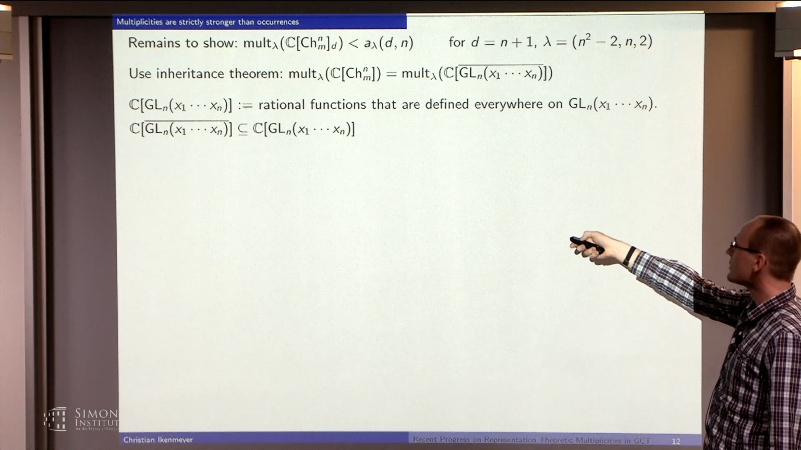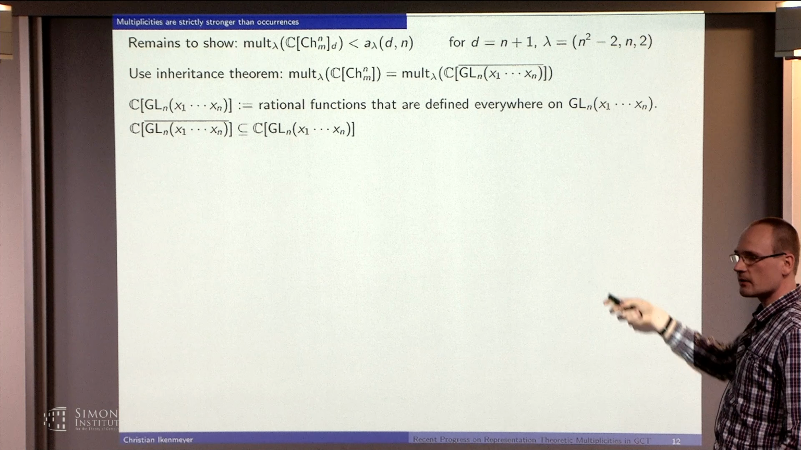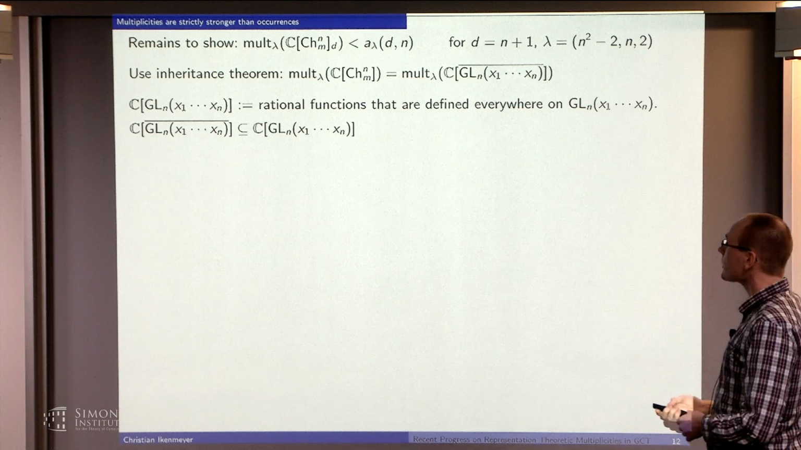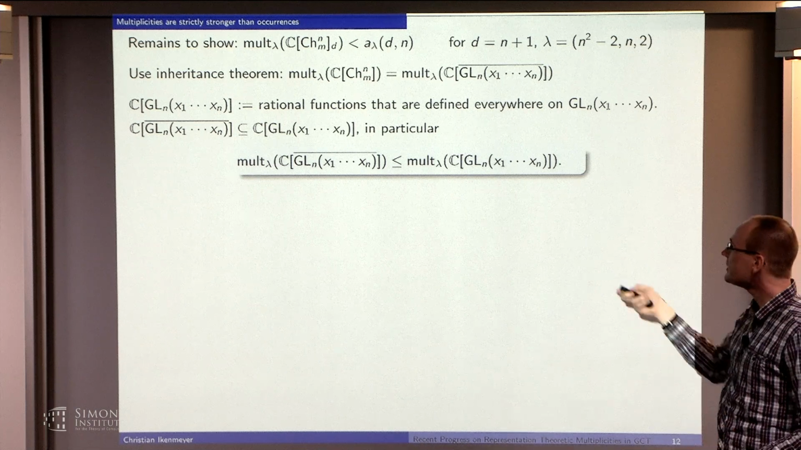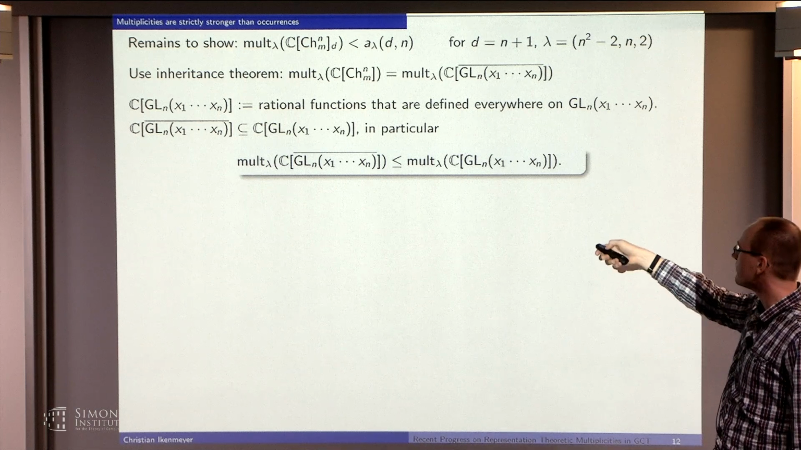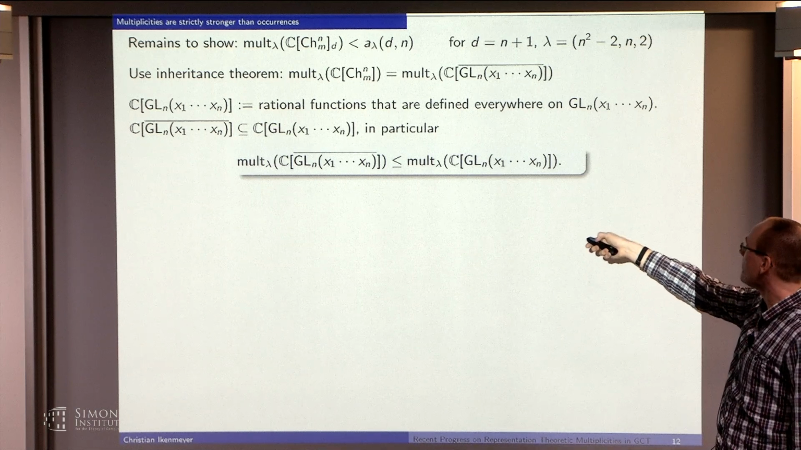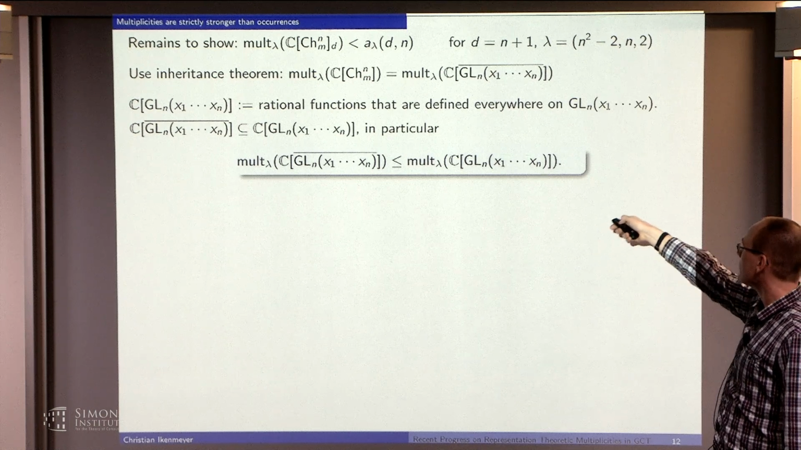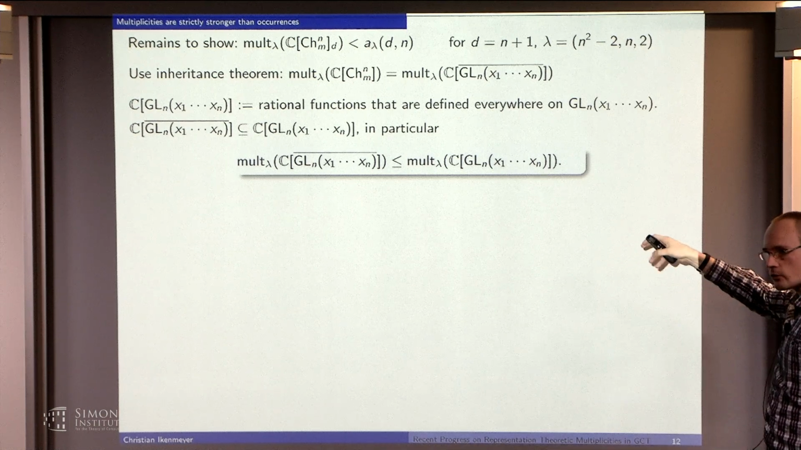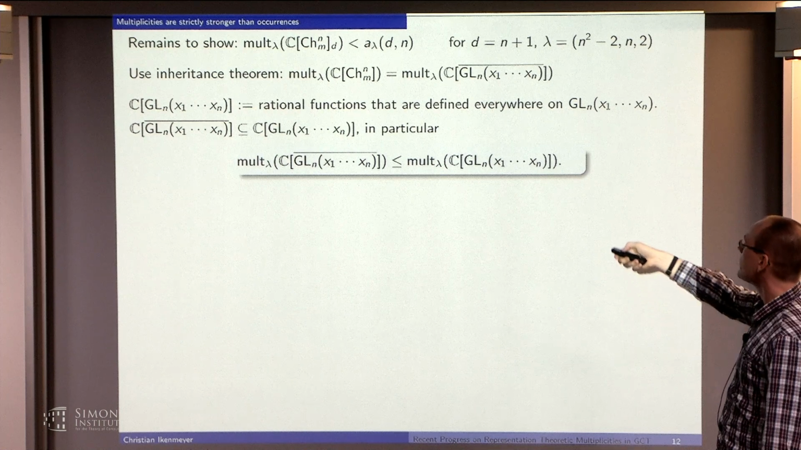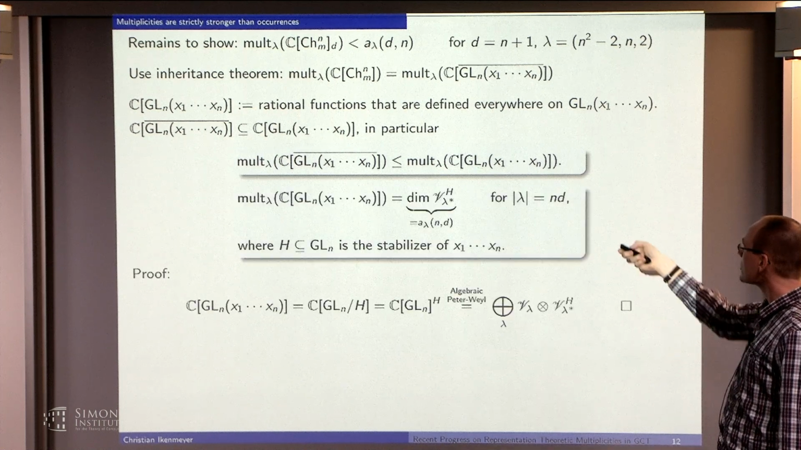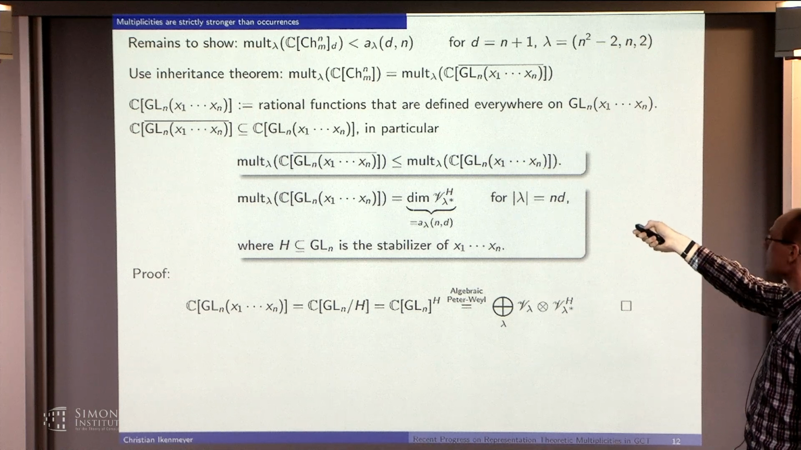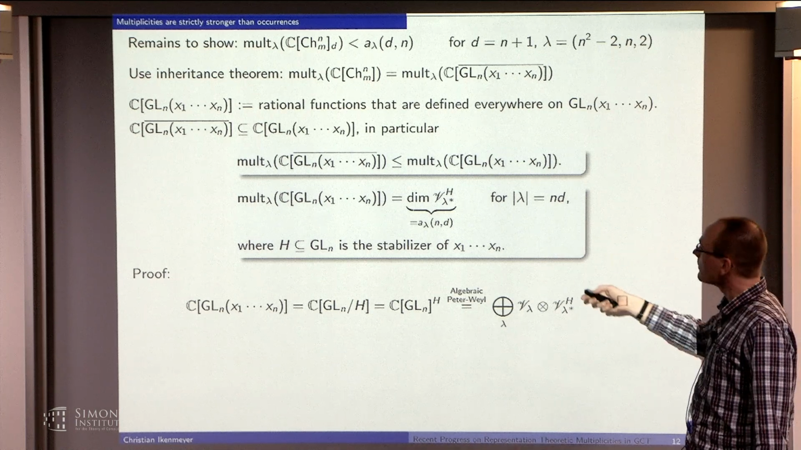These are not all polynomials. There might be some rational functions in there, and usually there are. Still, everything is nice: you have group actions and multiplicities, and you get an upper bound given by this object. So why on earth would you go through the length of dealing with rational functions? Because this object and these multiplicities can be nicely described.